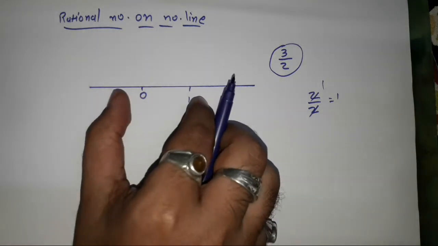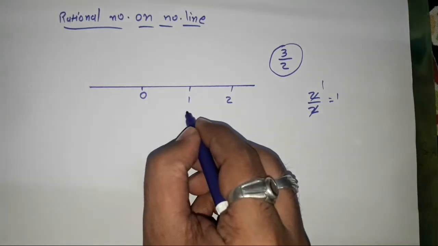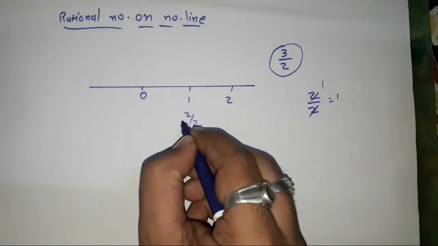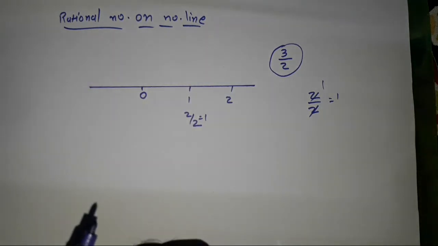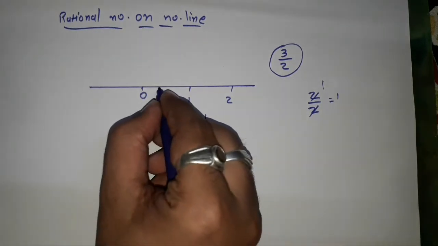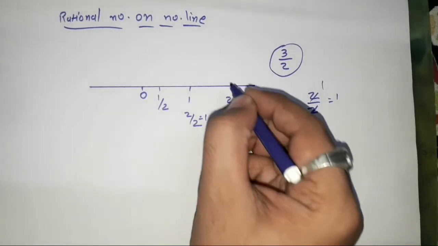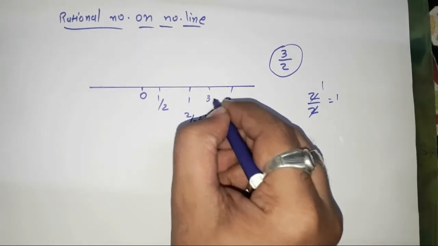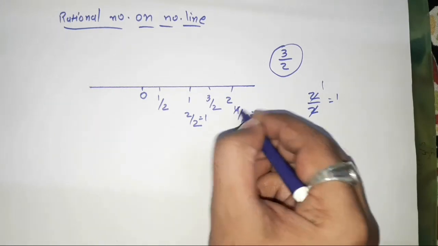Then this 0 to 1. So this 0 to 1, I can write this 1 as 2 upon 2. That means I will get 1. So this 0 to 1 I have to divide into how many parts? 2 parts. So this will be 1 upon 2 and this will be 2 upon 2. Similarly, after that the next number will be 3 upon 2 and this will be 4 upon 2 because 2 2s are 4.